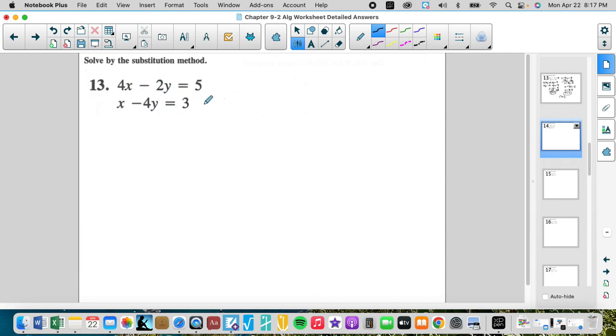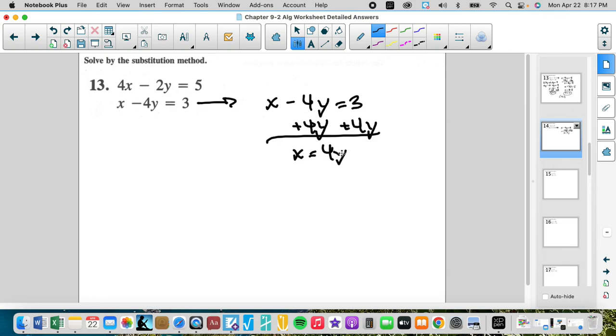Looking at these equations, I see that this one's almost isolated. So I'm going to manipulate that. I'm going to use this equation. I'm going to write an equivalency. X equals 4y plus 3. And then we're going to take this top equation and we're going to plug that in. 4 instead of x. 4y plus 3 minus 2y equals 5.